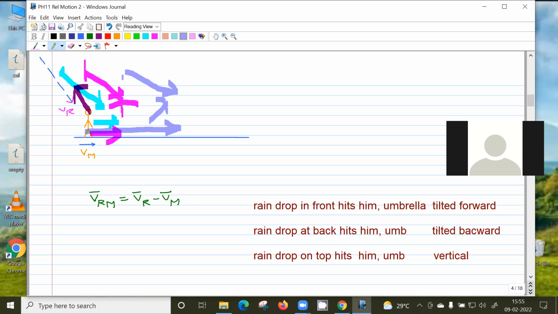So in this particular situation, it's possible for the umbrella to be either tilted backwards, vertical, or in the forward direction. It depends on the velocity of the man compared to the velocity of the rain. So if the velocity of the man is more, then he'll travel a larger distance. So it's possible for him to catch a drop which is in front of him at this position.